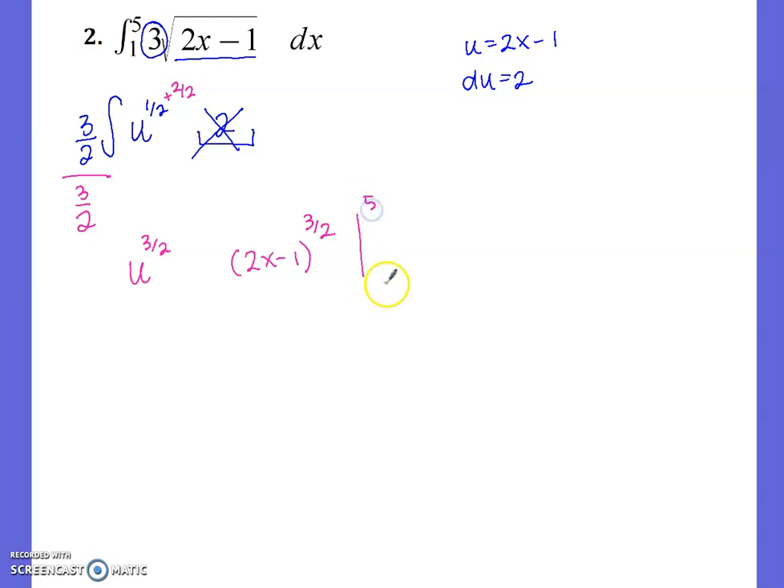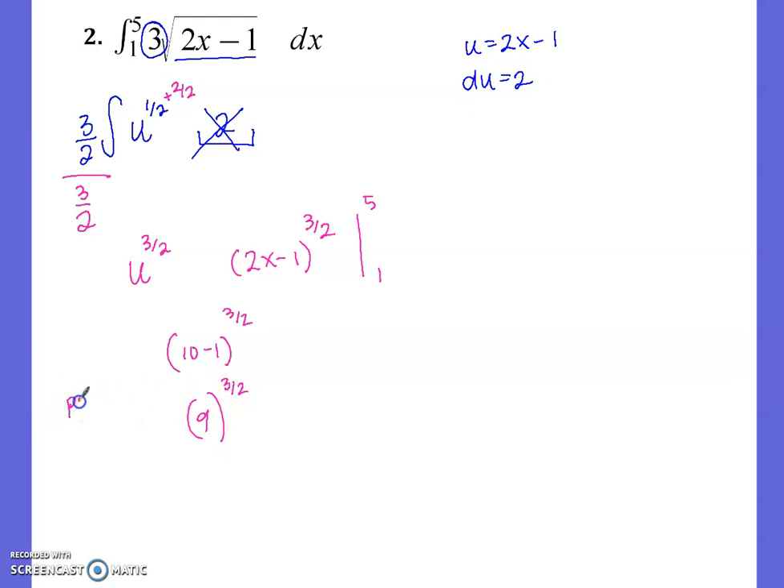Then I'm going to plug in 5. I'm going to plug in 1, subtract the two numbers. So when I plug in 5, that'll give me 10 minus 1, so 2 times 5 minus 1 to the 3 halves. So that is 9 to the 3 halves.